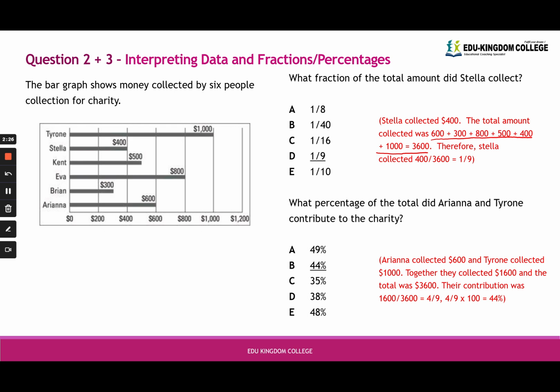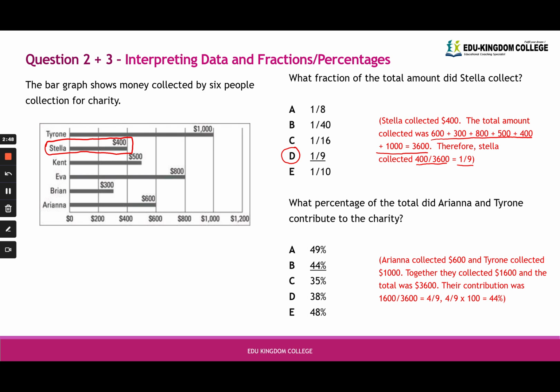right? Then we realize that Stella actually collected $400, right? And so that means we just do 400 divided by 3,600, which would give us 1/9. And so the final answer is going to be 1/9, right? Because that's the fraction of the total amount that Stella collected, okay?